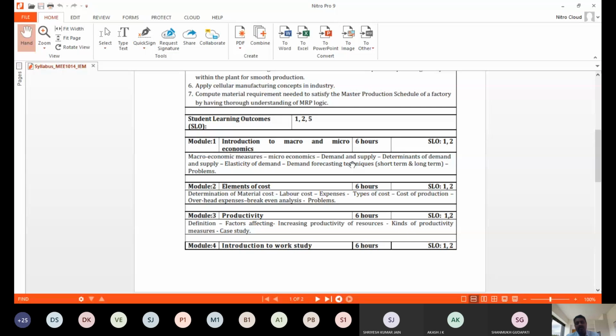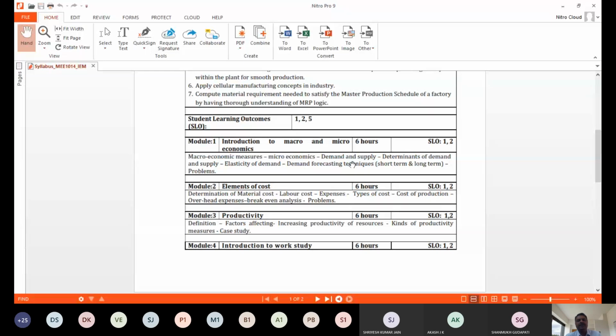First, you want to know whether there will be a buyer for your product. You think the product is good, you think the product has utility, but the buyer should think the same way. That you have to predict or forecast. So that's called demand forecasting.